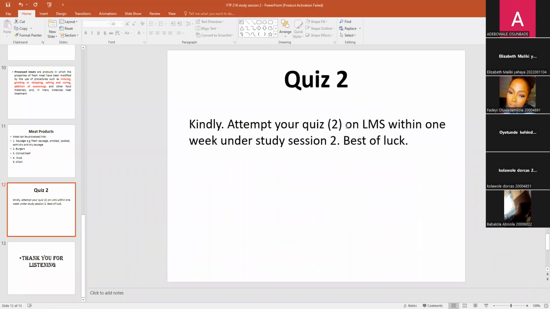I will upload quiz 2 on elements today. So try to attempt it within 1 week. You'll find it under study section 2, to be precise, so that you won't get issues.